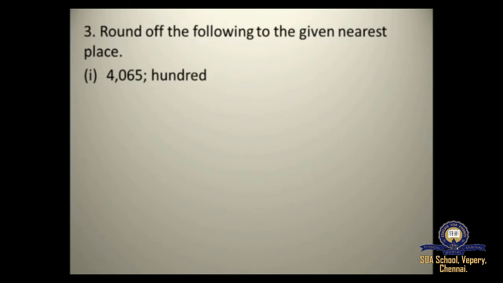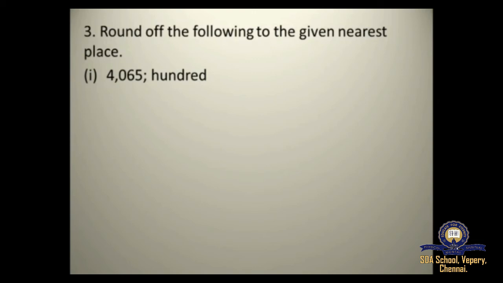Okay. So the digit in the hundreds place is 0, right? So step 1 is you're going to find out the digit in the hundreds place, that is 0, right? Now step 2 is look at the digit to its right. So what is the digit to the right of 0? It is 6, okay? Now step 3 is if this digit is 5 or greater, you're going to add 1 to it. If it is less than 5, you are going to leave it unchanged.